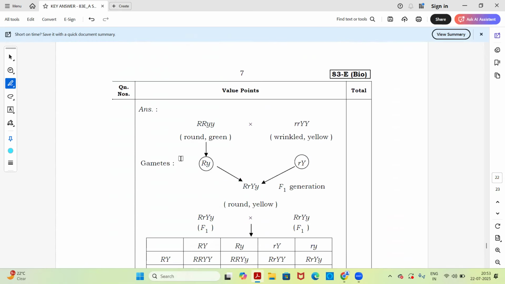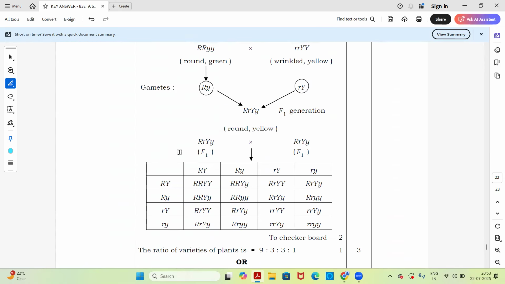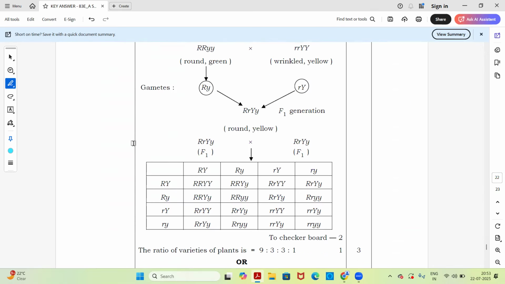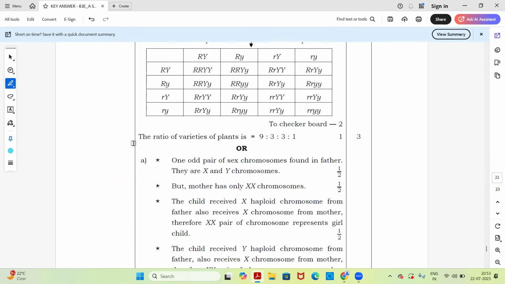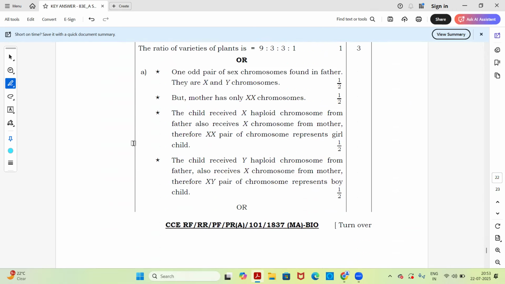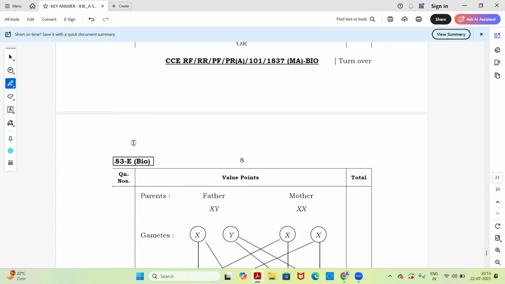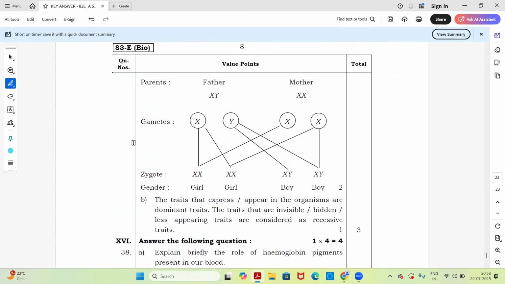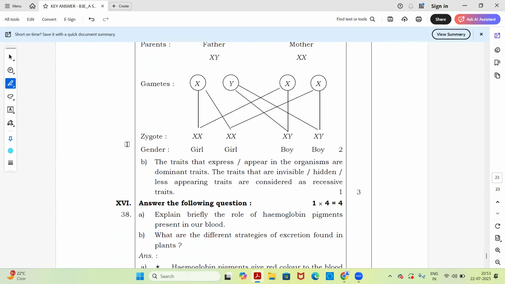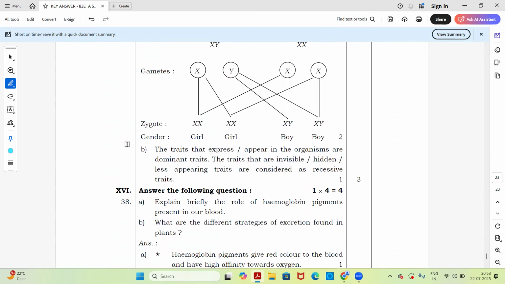So the first question is a bit of drawing. You have to show the tabular form, and this is how you can write the answer. Okay, and the second answer is given here, A and B. This is the answer for A and B. Okay, so you can pause the video wherever needed and look at the answers.